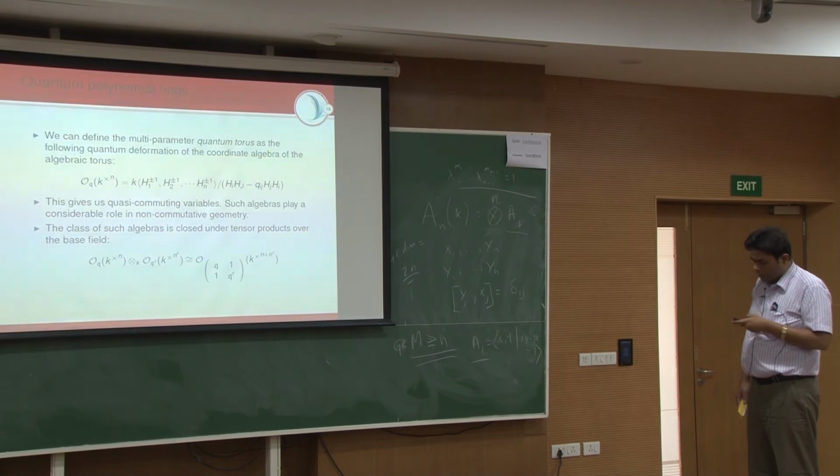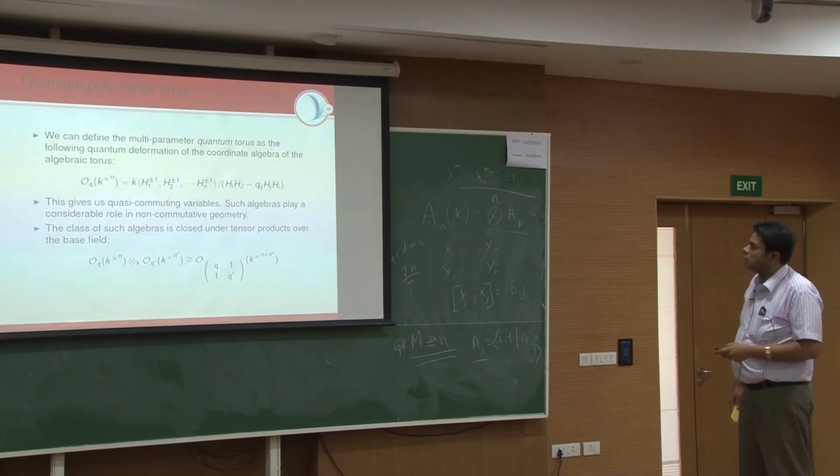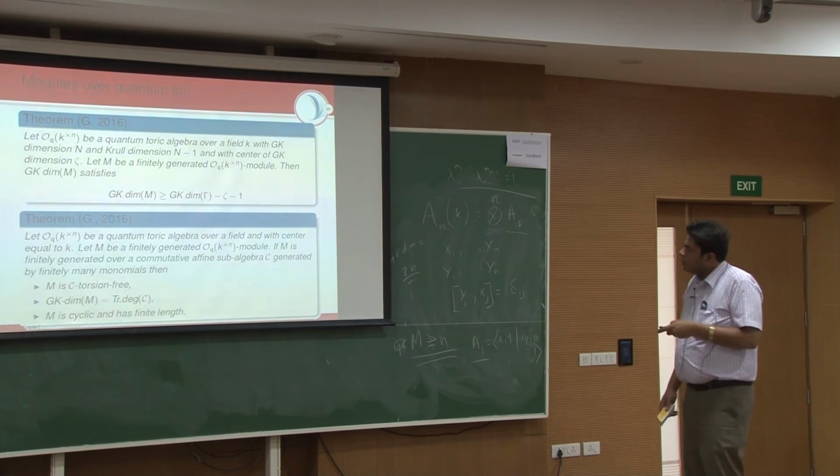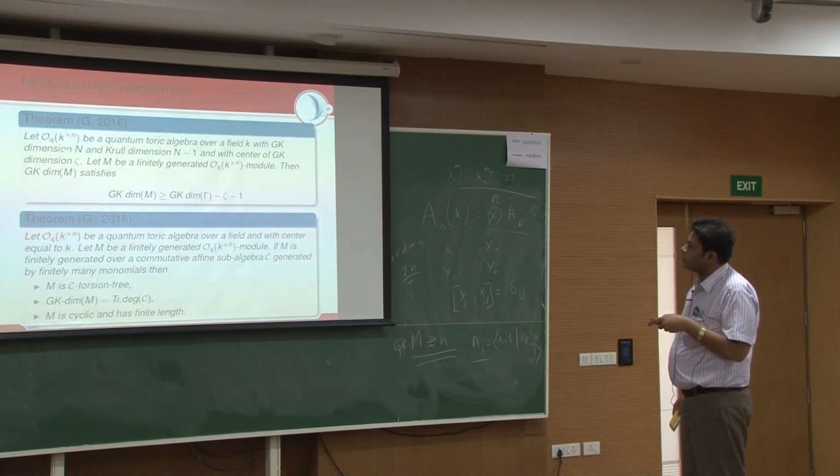Now, one of the things we have studied about the GK dimension is how the GK dimension of modules over the quantum torus behaves. One result says that if this is a quantum torus algebra over a field K, with GK dimension n and Krull dimension n minus 1, and the center has GK dimension zeta, then for a finitely generated module over this, the GK dimension satisfies this inequality.